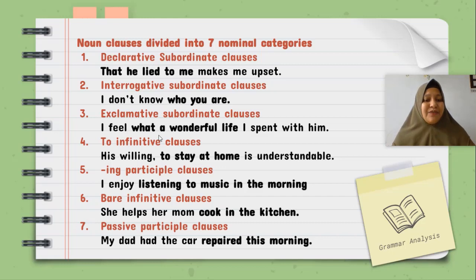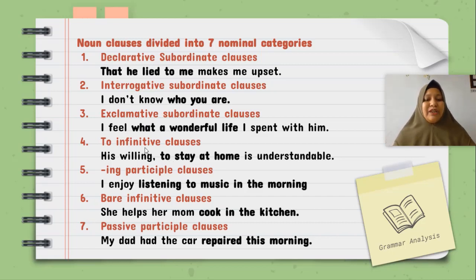Okay, and number 3 is exclamative subordinate clauses. I feel what a wonderful life I spent with him. Which one is the noun clause? The noun clause is what a wonderful life. It functions as an exclamative subordinate clause.